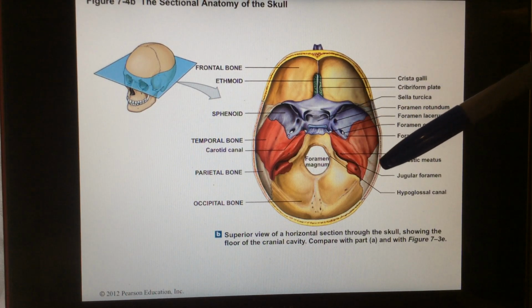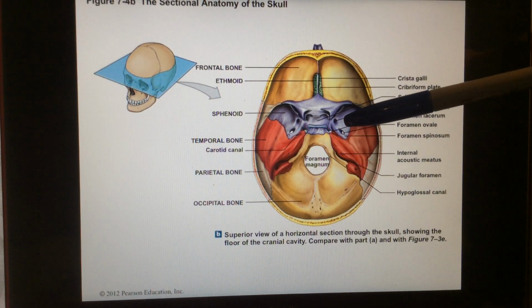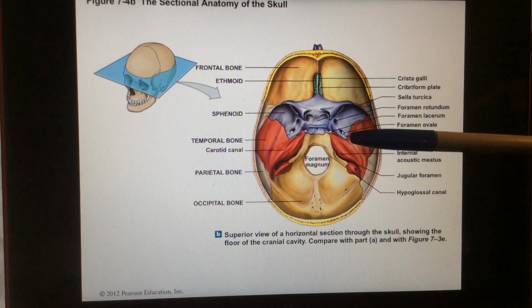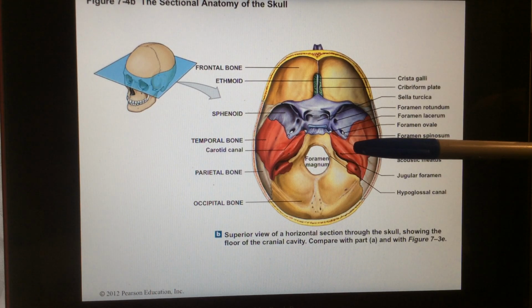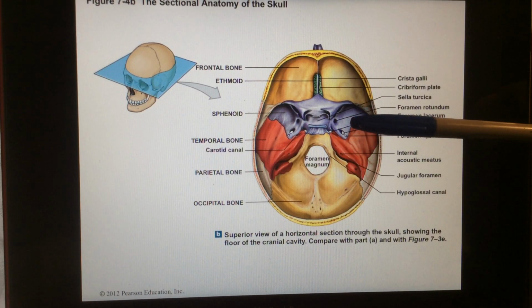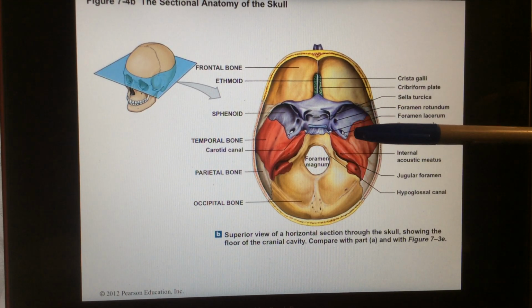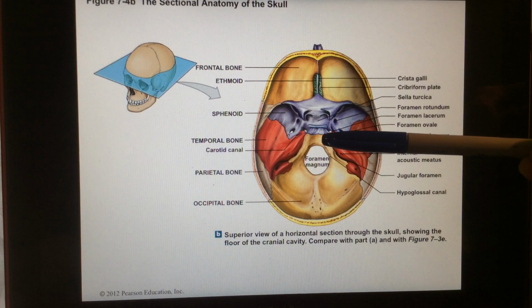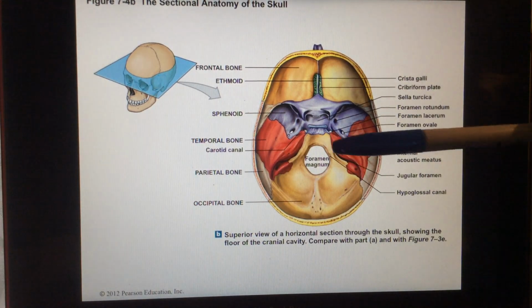You're going to see something called the superior orbital fissure covered by the lesser wings of the sphenoid. You're going to see the ROS: foramen rotundum, foramen ovale, foramen spinosum, right there. So again, the first one is going to be foramen rotundum, foramen ovale, and foramen spinosum. And then more medially, you're going to see foramen lacerum and the carotid canal.